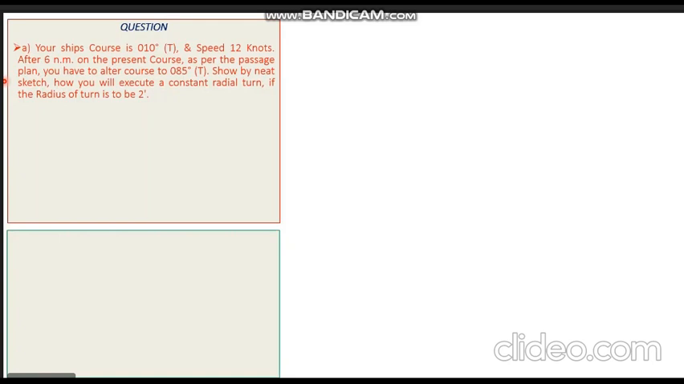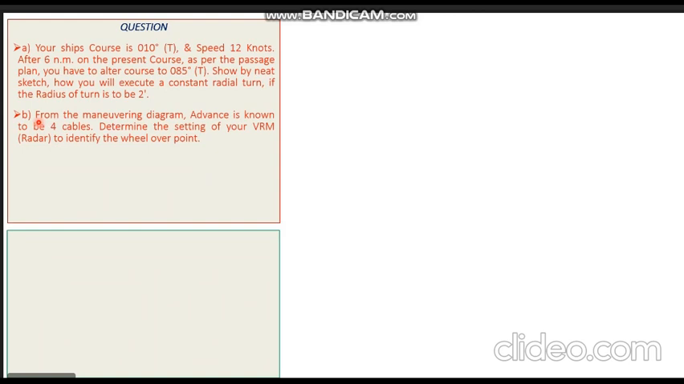We have the question on the screen now. Your ship's course is 010 degrees true and speed 12 knots. After 6 nautical miles on the present course, as per the passage plan, you have to alter the course to 085 degrees true. Show by a neat sketch how you will execute a constant radial turn if the radius of the turn is to be 2 nautical miles.